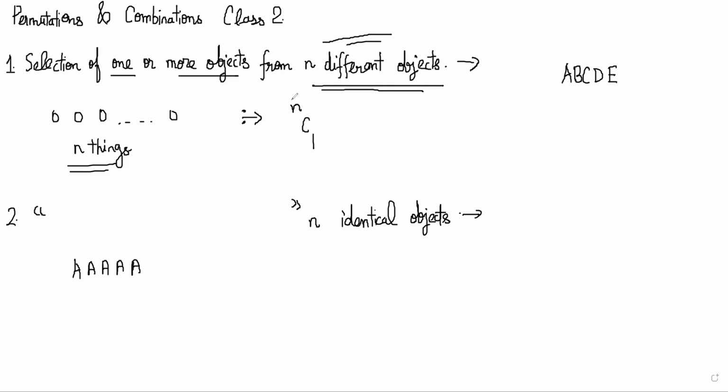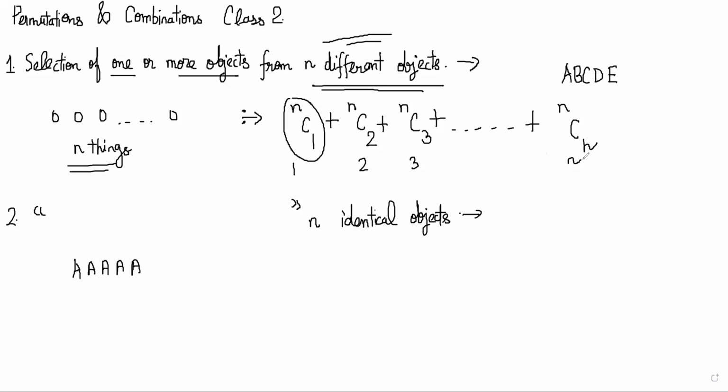So selecting one object out of this is nC1. Selecting two objects is nC2. And finally selecting n objects is nCn. So this is selecting one, this is selecting two, three, and so on till n. These are the possibilities. Because it is or, you are adding, right? So this sum will be what?